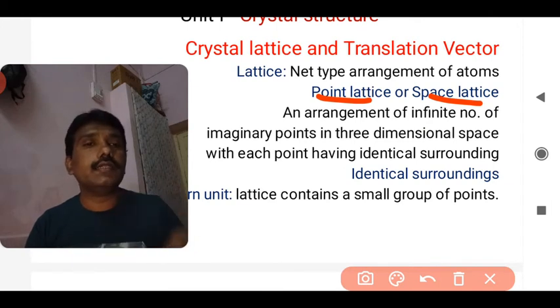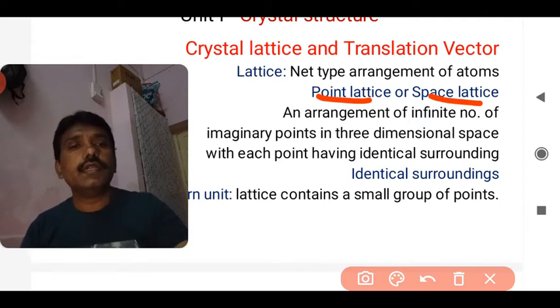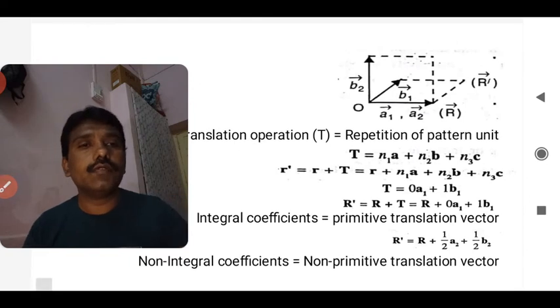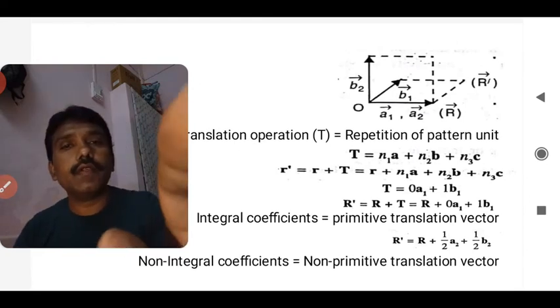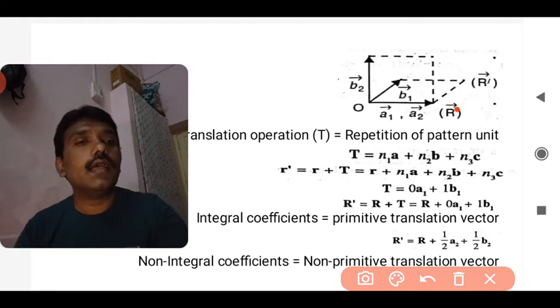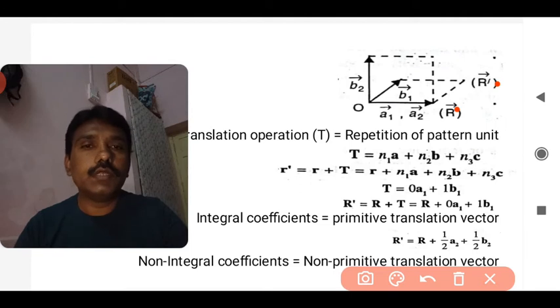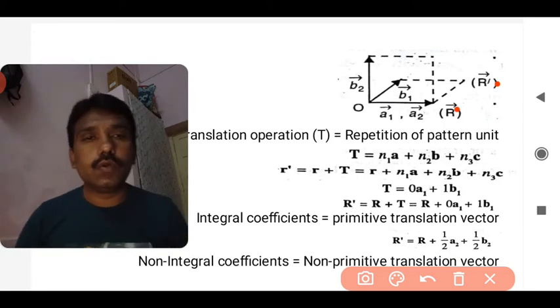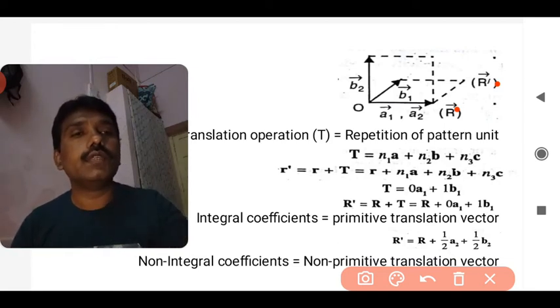If suppose r and r dash, we have also seen that in detail. The pattern unit is nothing but the lattice contents in small groups. We have also seen what exactly the translation vector is. In the previous session, we looked at a two-dimensional lattice. Here r and r dash are two points having identical surroundings. If I look from the r point, it looks similar to looking from the r dash point.